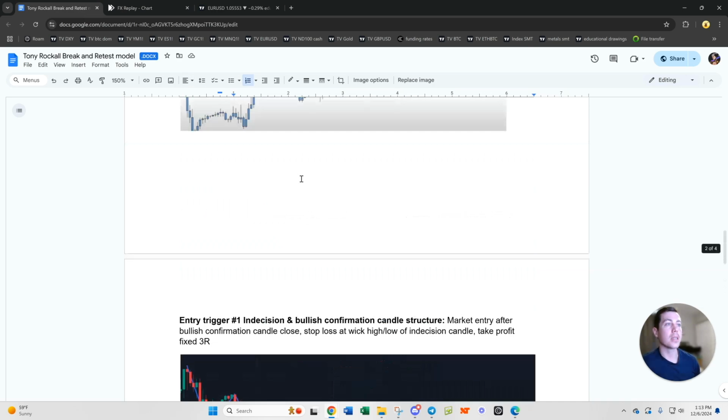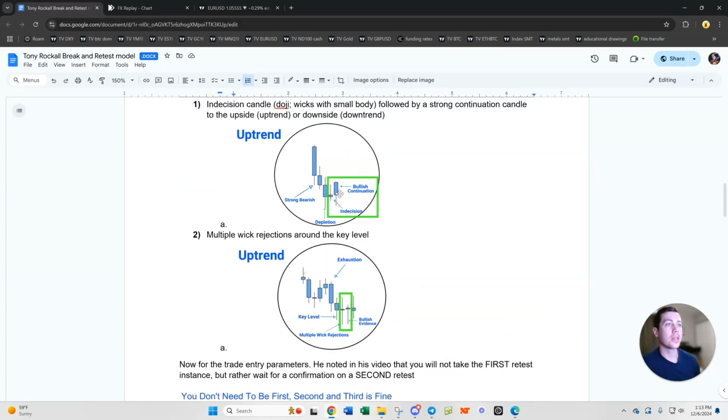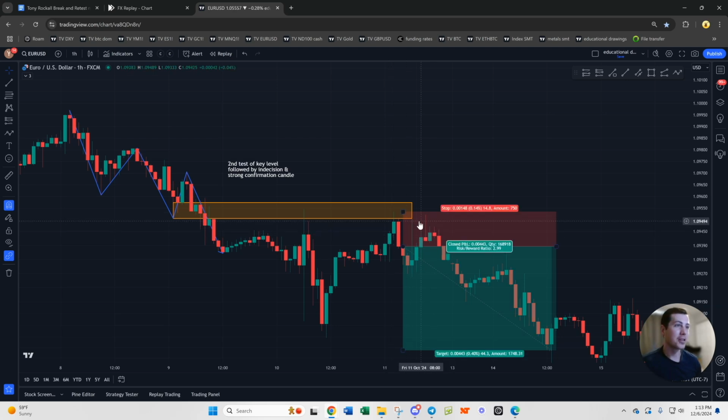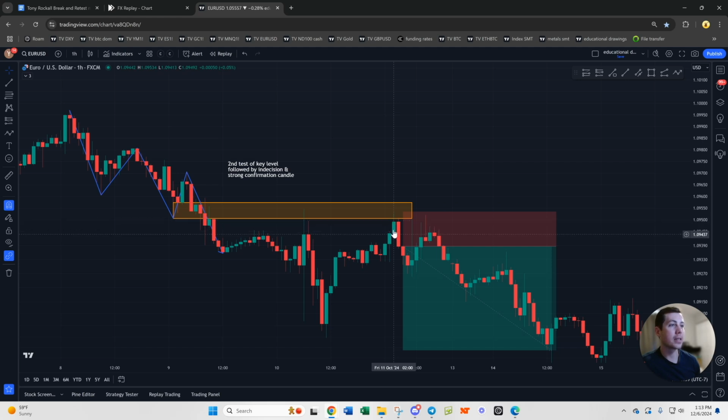potential trigger is, like we saw before, an indecision candle followed by, in this case, bearish continuation. And so we saw here, it's probably not the best candle, and honestly it's a little subjective. You could potentially have just waited for another wick candle a little bit further on, but we did see a nice engulfing candle after this medium bodied candle here.